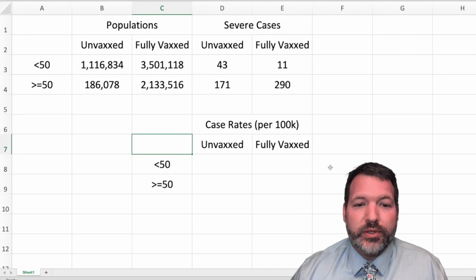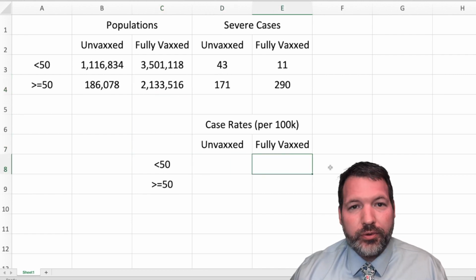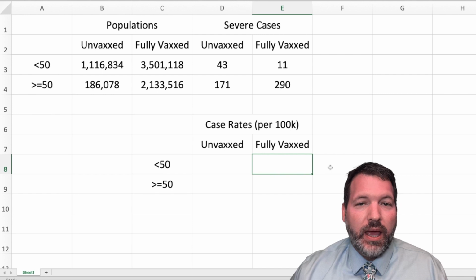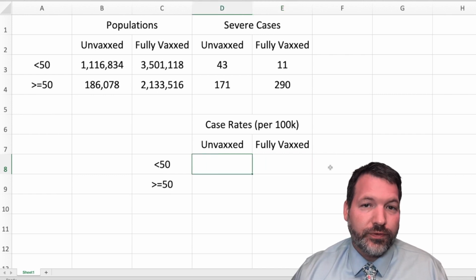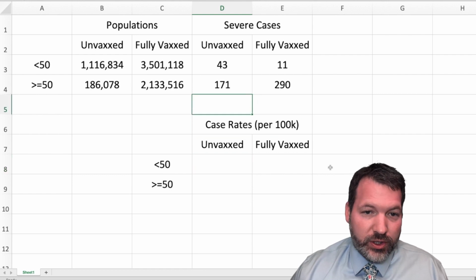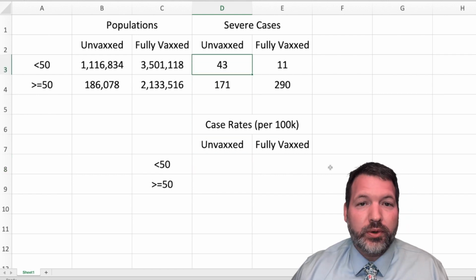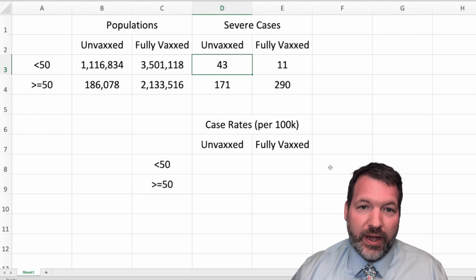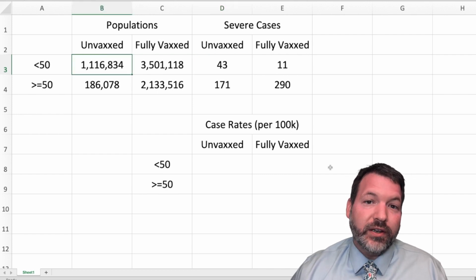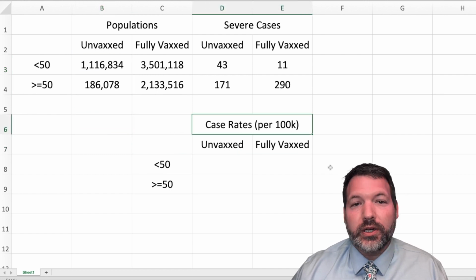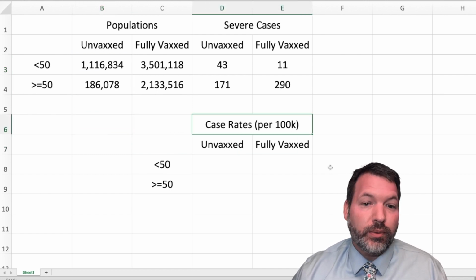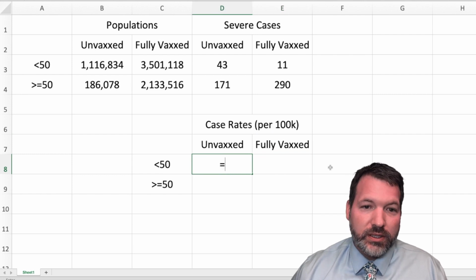So the first thing we want to do is normalize this by rate. Again, I'm going to go through these calculations one at a time, and then I'm going to use the magic of Excel to have it do the rest of the calculations for us. To normalize this rate, we just want to take the number of cases from, in this case, the under 50 unvaccinated population, and then divide by the size of the total population. And then just to make the numbers nice, we're going to do this per 100,000 people, so we're going to multiply that by 100,000. So let's do that now.